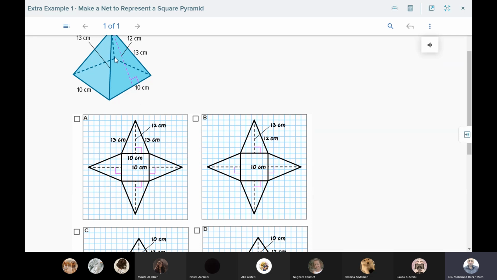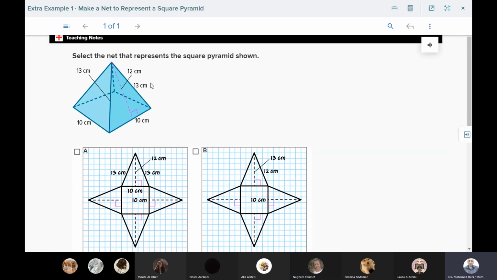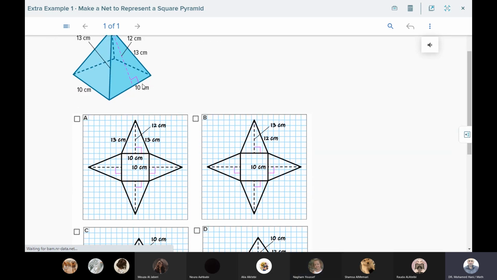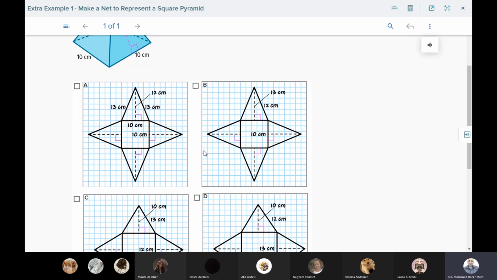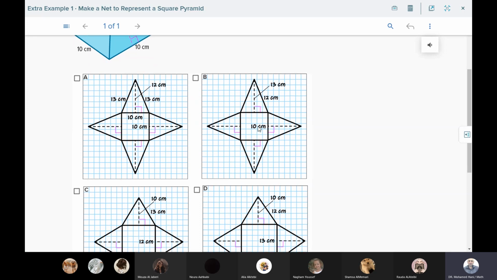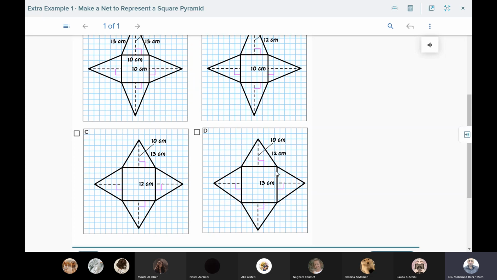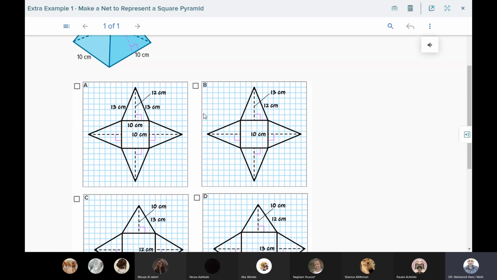Right. When you want to draw the net, start from where? From the base. The base is a square and the side in the square is 10. So here the side is 10 and the side here is 10, but the side here is 13, so this is wrong, and the side here is 12, so this is wrong. So I can't choose between A and B.